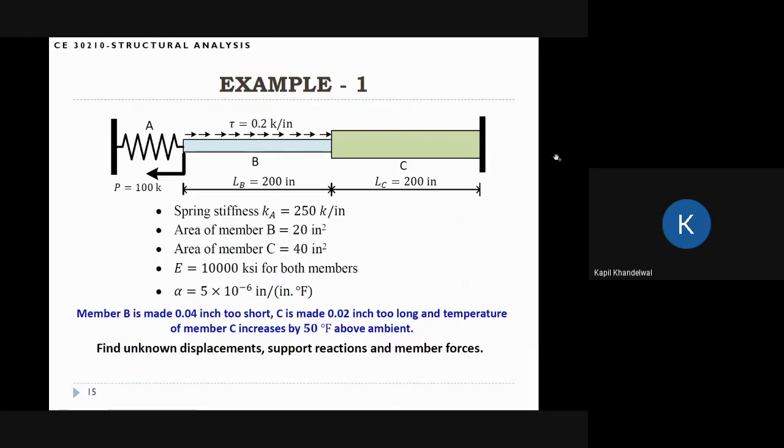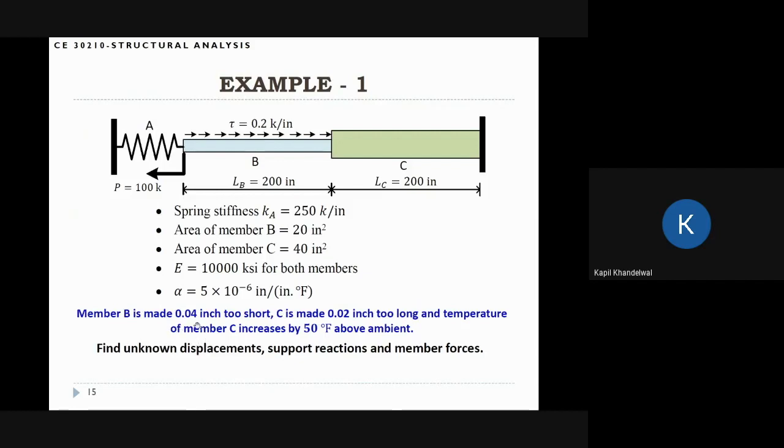In this case, we have a structure which is composed of three elements, and I'm calling those elements A, B, and C. And the properties of the elements are given. So A is a spring member, B is a bar member, C is also a bar member. The areas of bar members B and C are different, and the spring stiffness is also given to us. It's 250 kip per inch. And the length of these bar members is also given. And there's a traction on bar member B. Its value is 0.2 kip per inch.